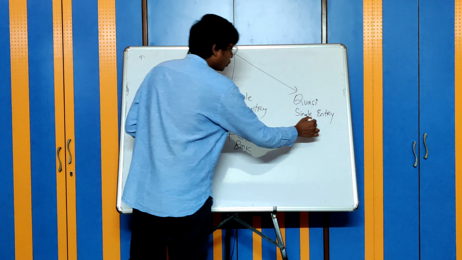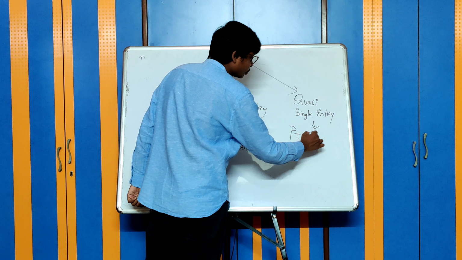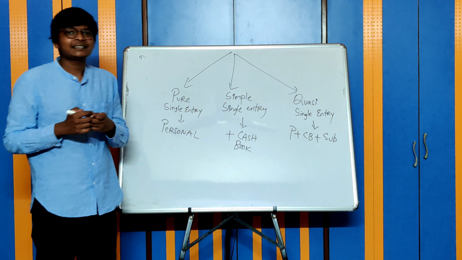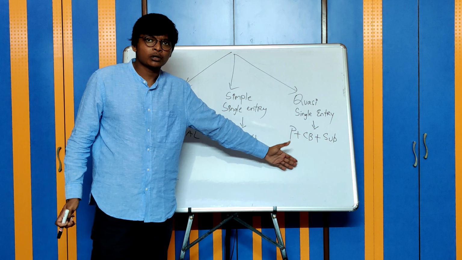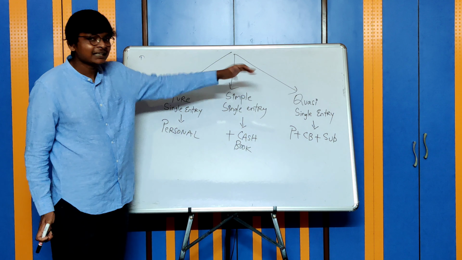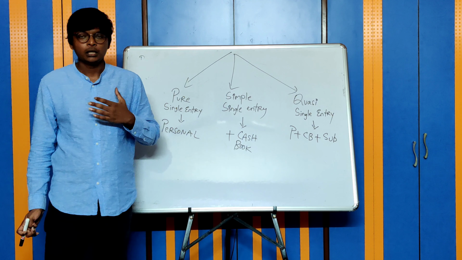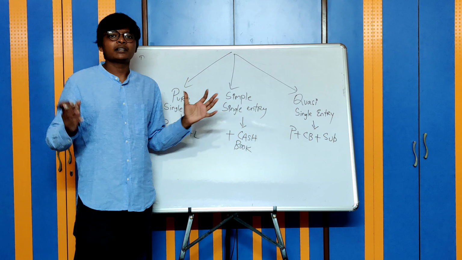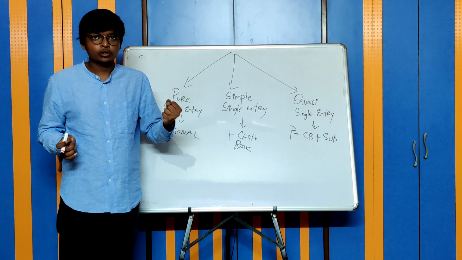The third type is a quasi single entry where they maintain personal accounts plus cash book plus other subsidiary books. What are the other subsidiary books? Subsidiary books can be your sales book, purchase book, expense accounts, etc. These are different single entries classified based on the level of information available. Now what should we do? Based on the type of single entry, we will try to combine the available information and prepare a full-fledged books of account.